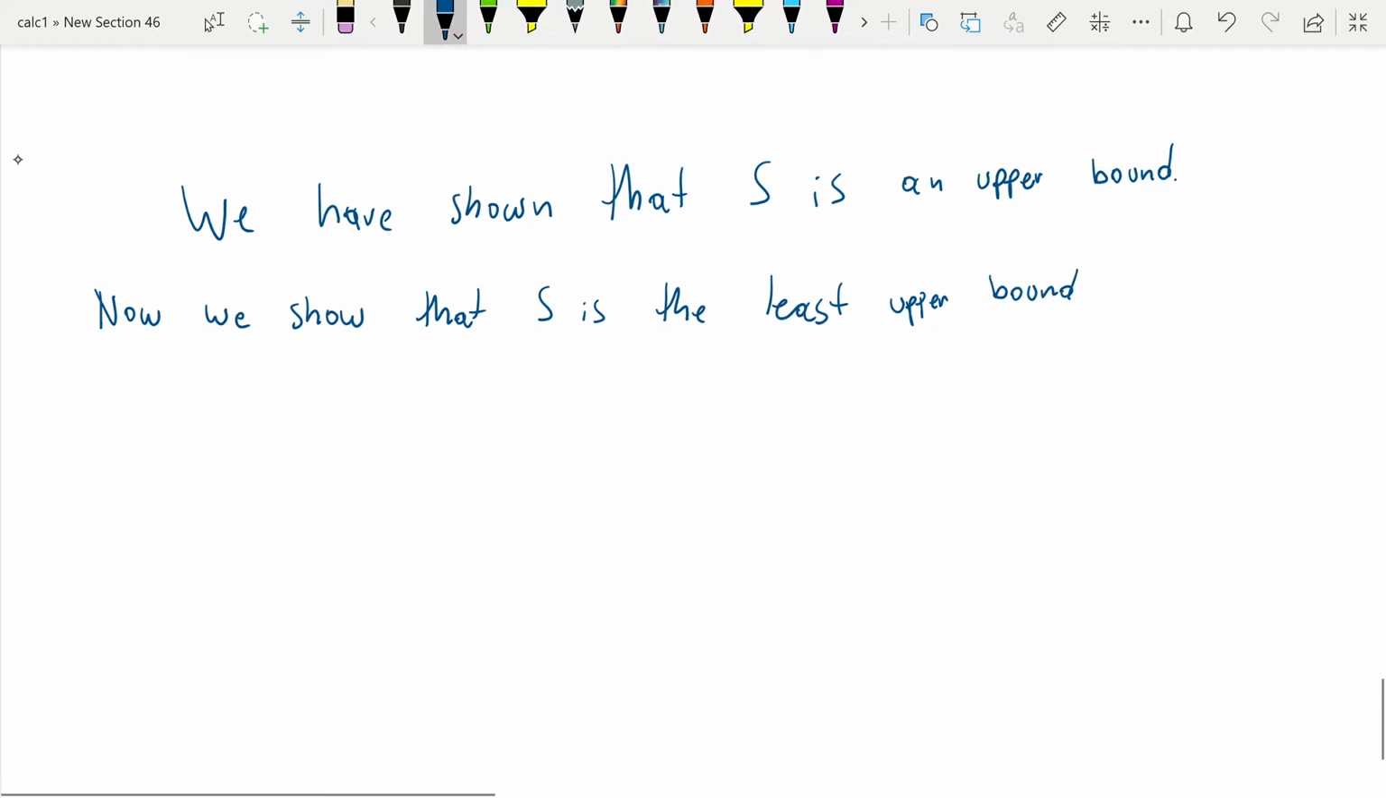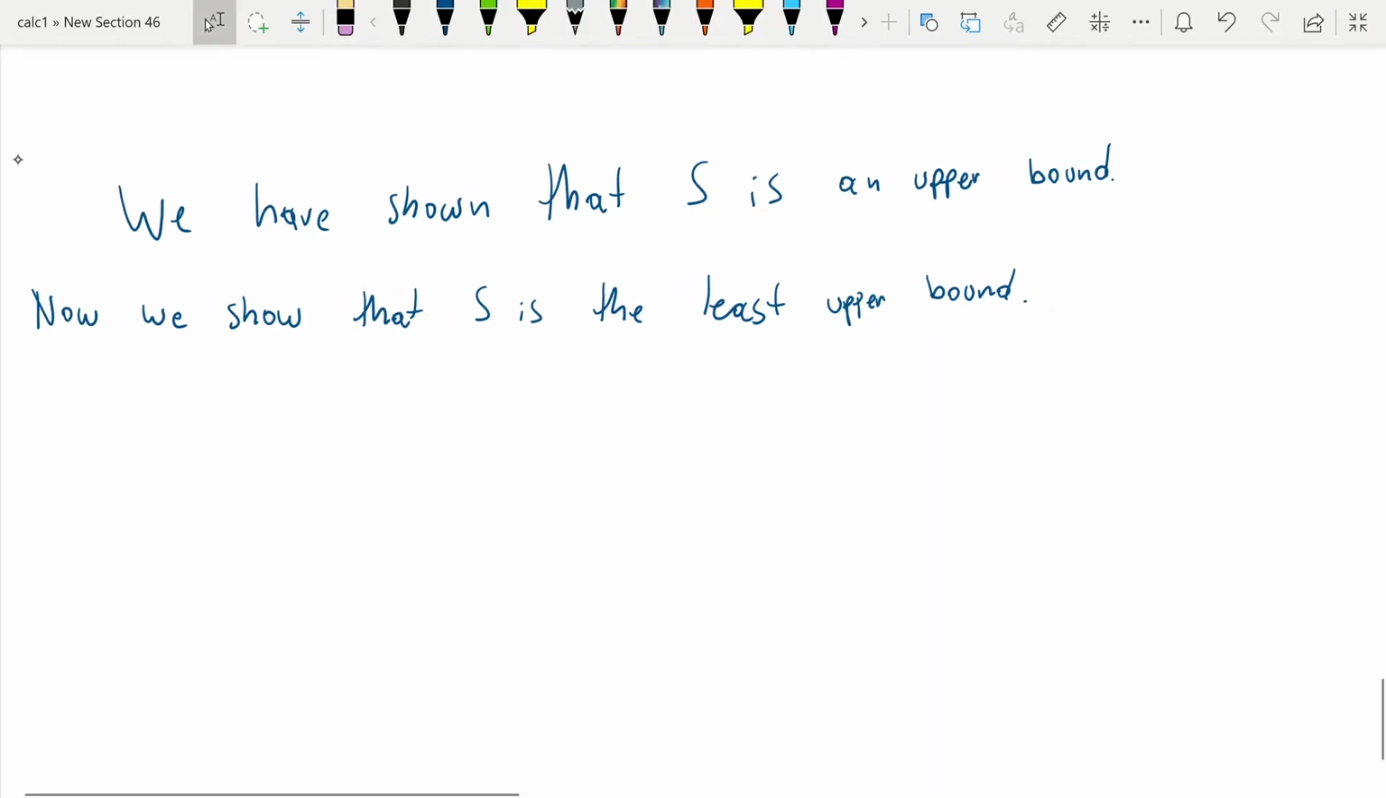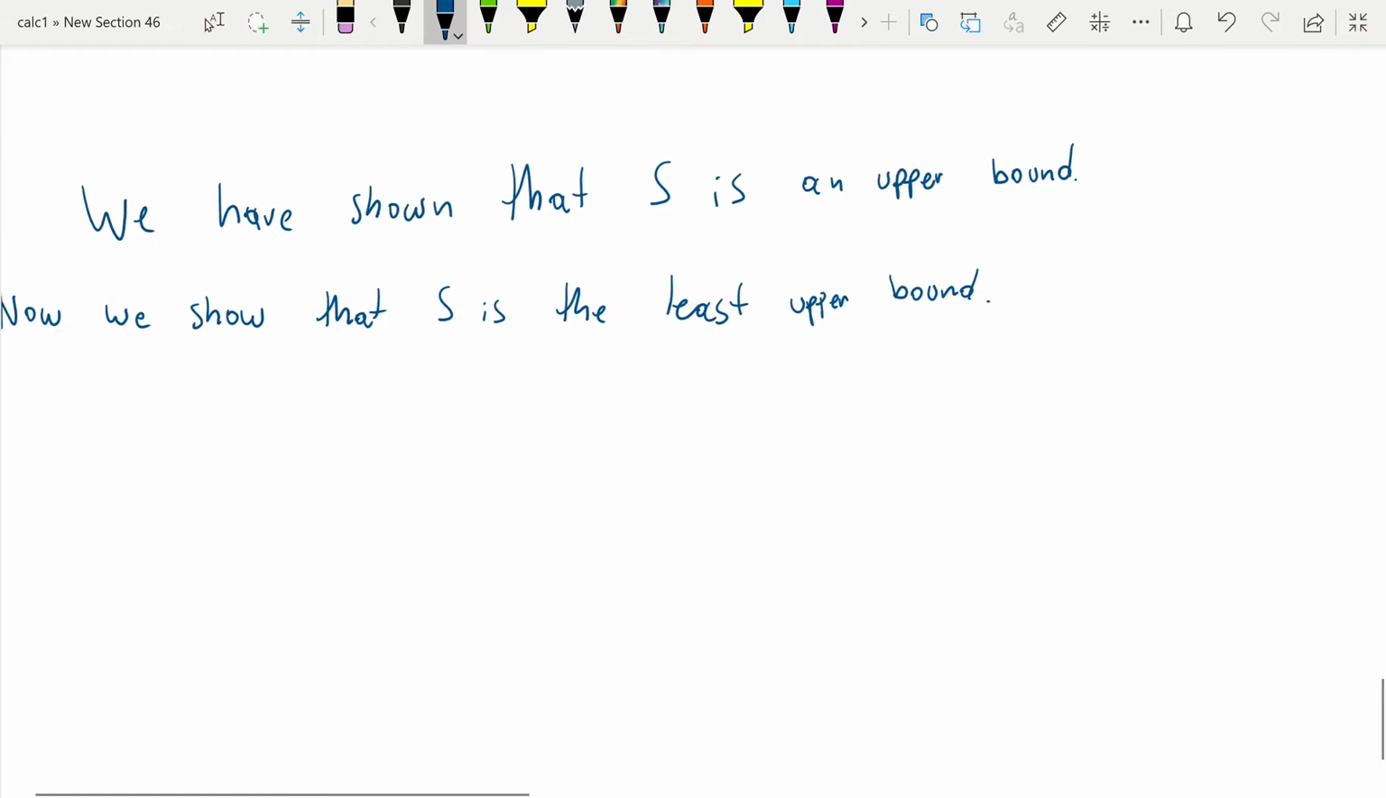what the property said was that given any epsilon greater than 0, if we would be able to find an element in the set that was bigger than S minus epsilon, then that would be the supremum. Then S would be the supremum.